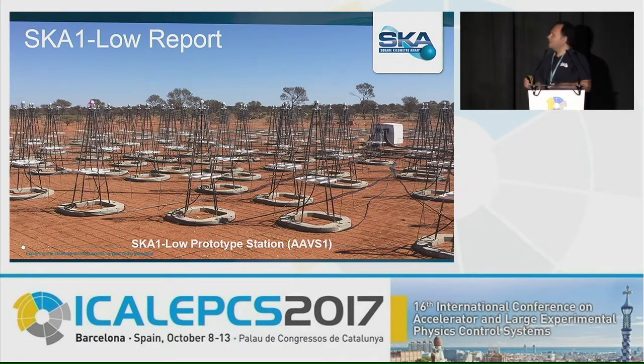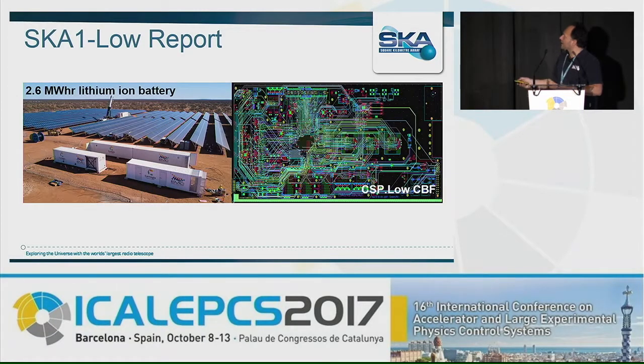Going to the low, this is one of our prototype stations, what we call the Aperture Array Verification System 1. You can see that all of the signals from the antennas go into these boxes, where they're processed and beamformed so that we can then generate the station beams for correlation.